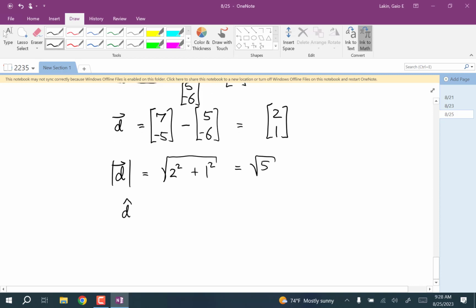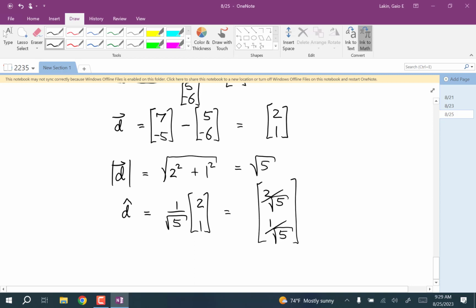And so the unit vector in that direction is 1 over square root of 5 times (2, 1), or 2 over root 5, 1 over root 5. Okay?